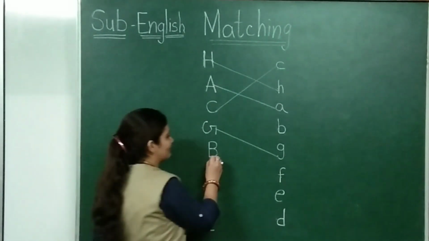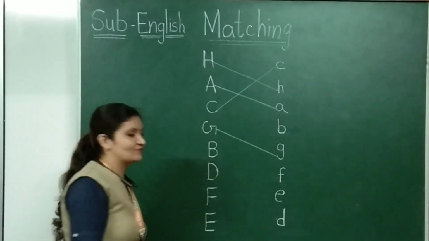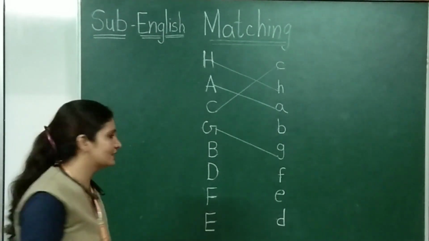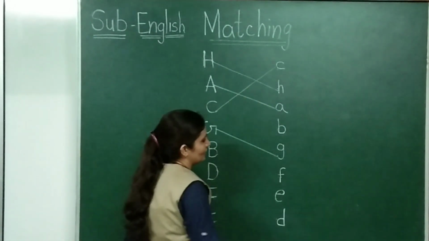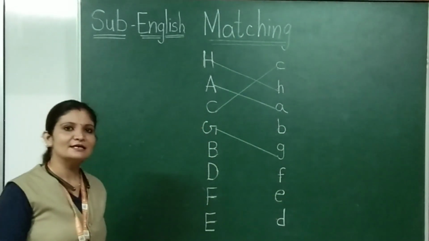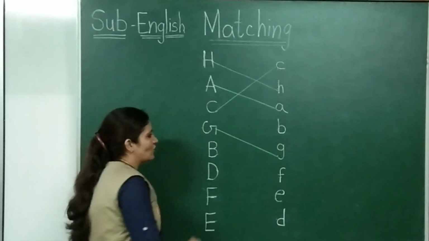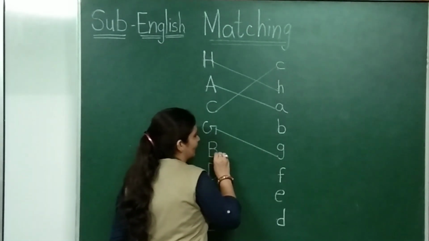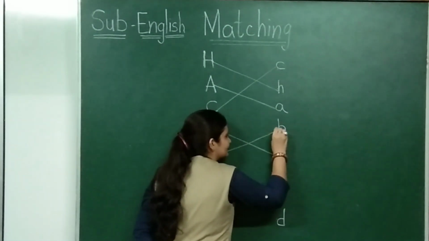Now, which letter is this? Yes, this is capital B. Now we have to match capital B with small b. Which letter is this? Yes, this is small b. Now what we have to do? We have to make one line like this.